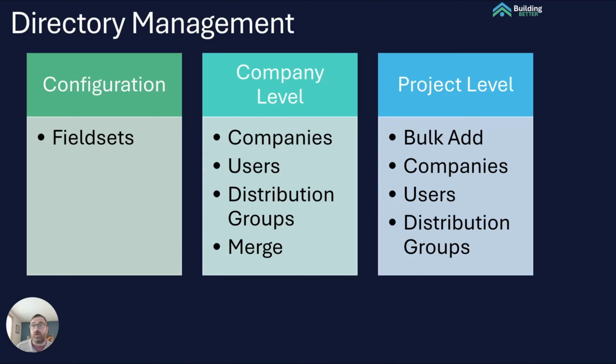Like I talked about, we're going to talk about initial company level admin configuration, making sure that's set up all right. Then we're going to talk about company level management. Company level management is typically done by your Procore admin or your accounting department, not really your project team. I suggest your project team do all their management at the project level. So company level is focused on the company organization. We're going to talk about how to merge companies. Then we're going to talk about how to add and update everything at a project level as well. So let's get started.